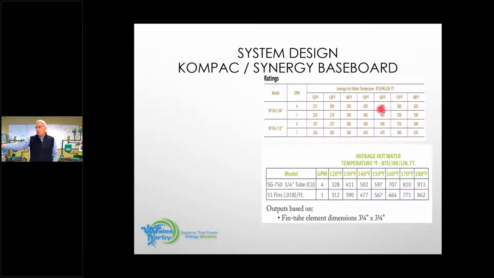And most of us are comfortable at 180 degrees input because we're used to cast iron boilers. If I'm going to move 4 GPM, it's going to give me 620 a foot. And if I move 1 GPM, it's going to give me 590 a foot. But I'm using a condensing boiler. Since we're designing this system from scratch, I want to take advantage of this boiler's ability to condense.